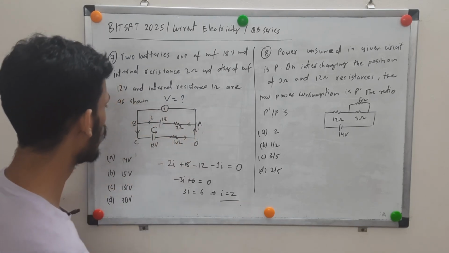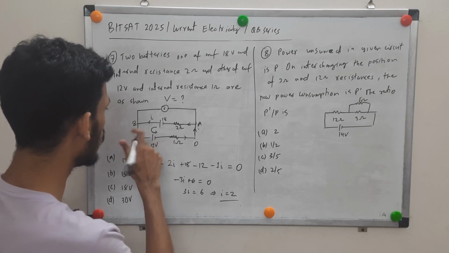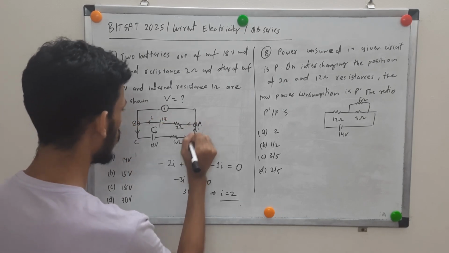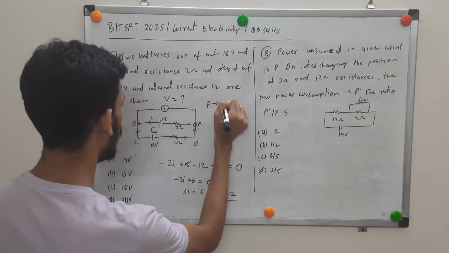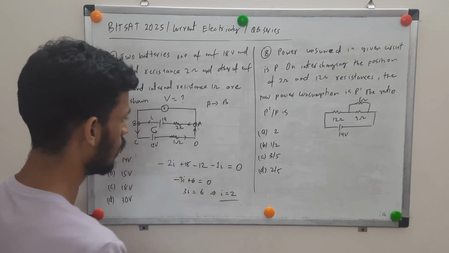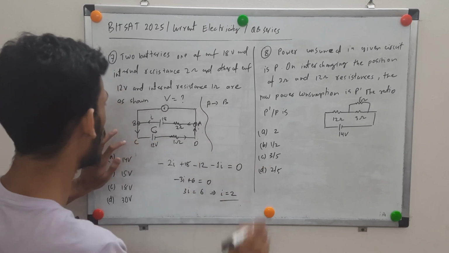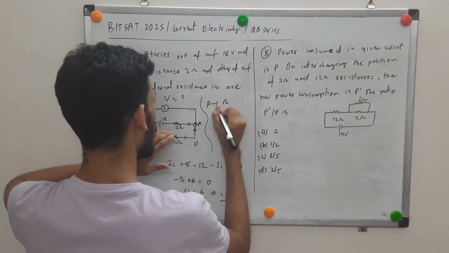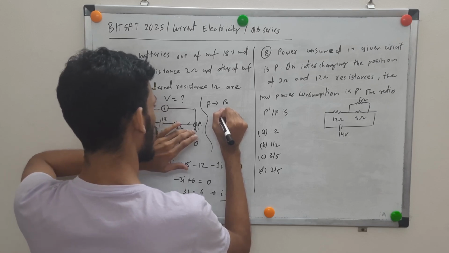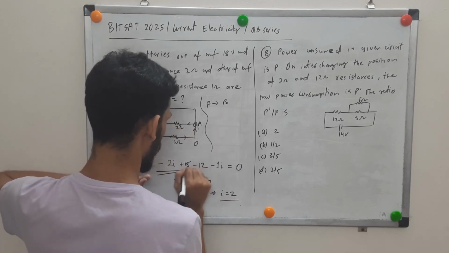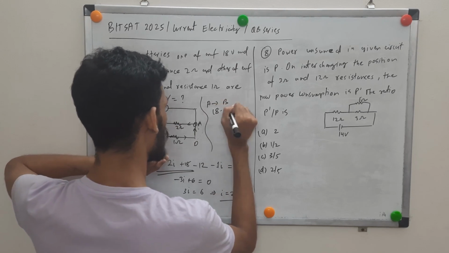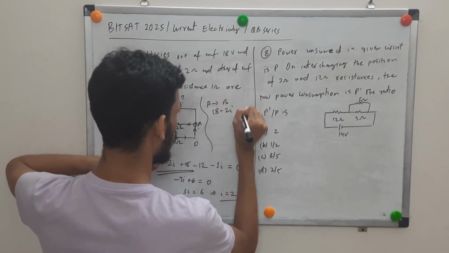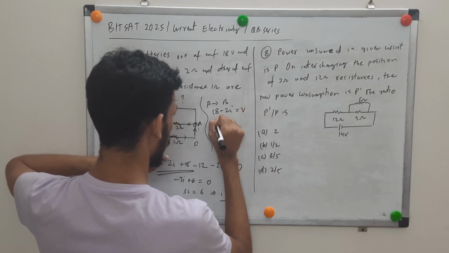So current is 2. We are supposed to tell the voltage. What will be the voltage? You can use any branch. From A to B, or you can also choose C to D. The physics remains the same. It won't lie. So let's go from A to B. A to B is this part, right? So it is 18 minus 2I. Now we have the value of I. So this will give you the voltage, right?